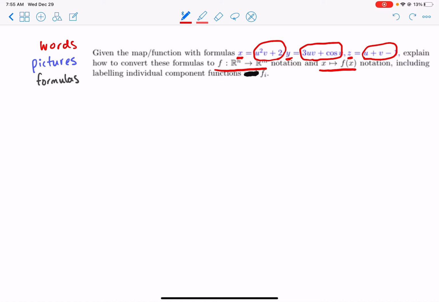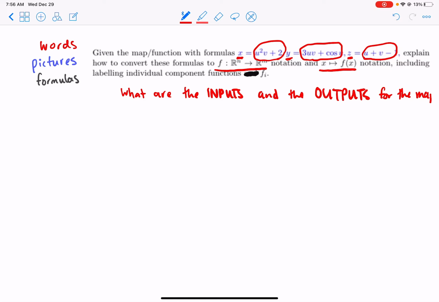Okay. So I'll start with words in red. We need to know what are the inputs and the outputs. That's always what we have to identify first for the map. Okay, what are the inputs and outputs?